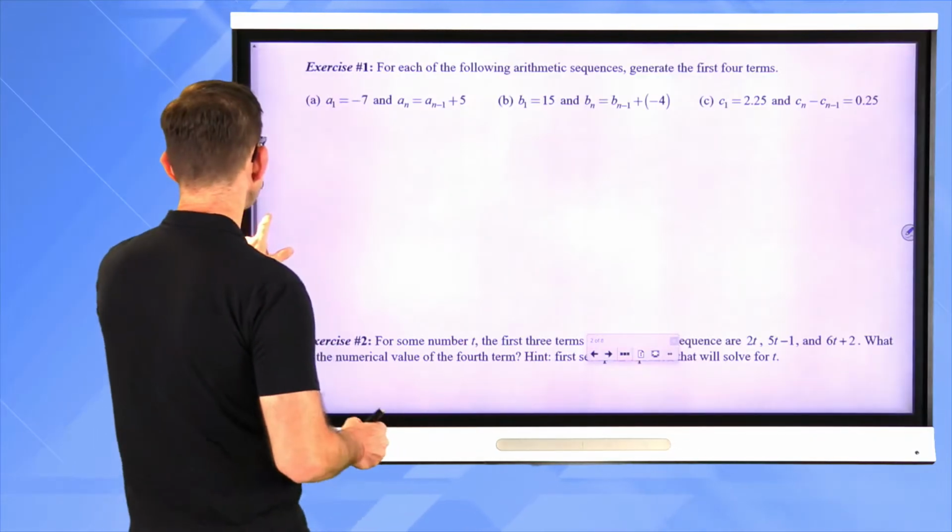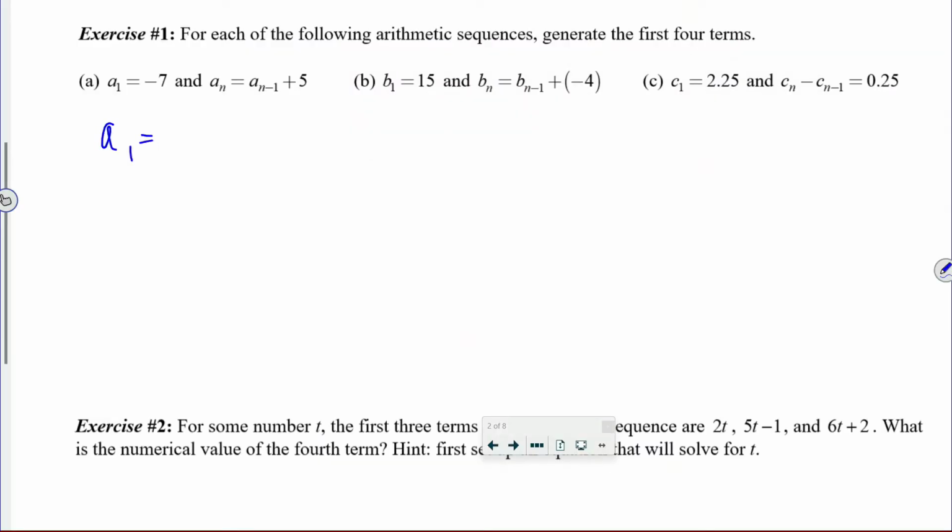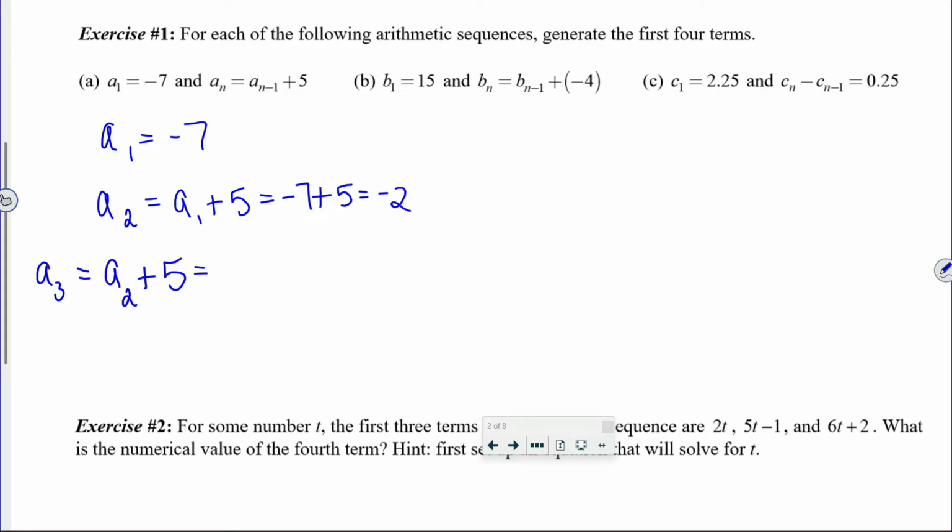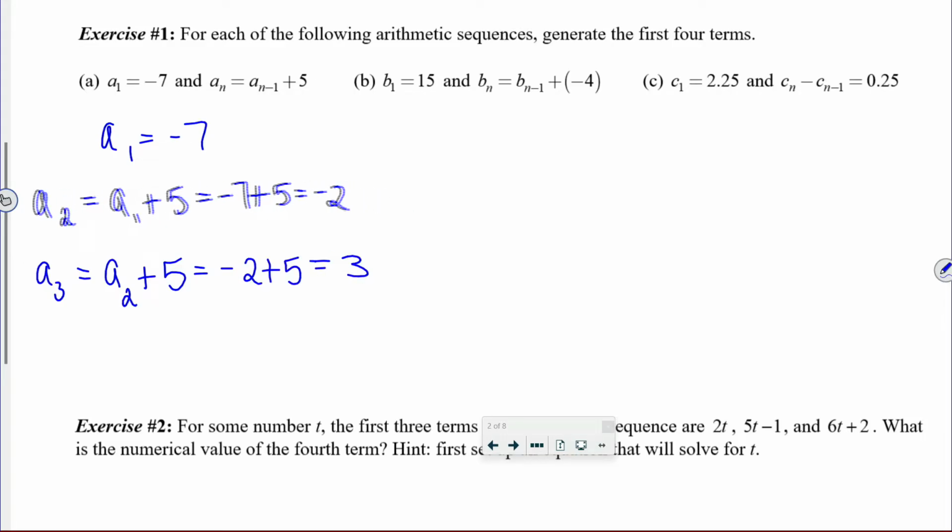When it says generate the first four terms, well, a1 is our first term, that's negative 7. a2 is going to be equal to a1 plus 5, and that's negative 7 plus 5, and that's equal to negative 2. a3 is going to be a2 plus 5, that common difference, which is going to be negative 2 plus 5, which is equal to positive 3. Let's just scoot that one over and try to get rid of all that weird formatting. And a4 is going to be a3 plus 5, and that's 3 plus 5, which is equal to 8.